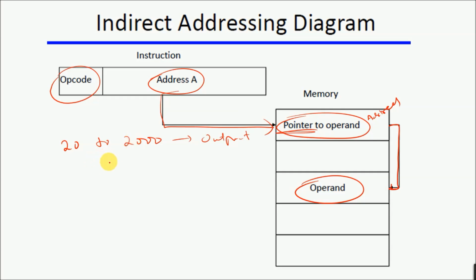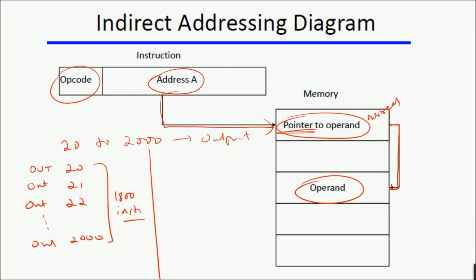I can write some command that will fetch the data one by one, and then keep sending it to the output. So I will say OUT 20, OUT 21, OUT 22, and so on up to OUT 2000. So we will have 1800 instructions for that, and our whole memory has 4000 locations. So we are not going to do anything else in this one. But the same task can be performed using pointers very easily.